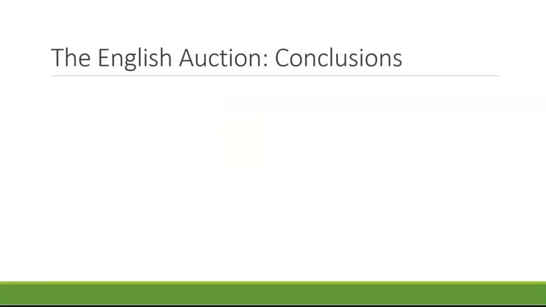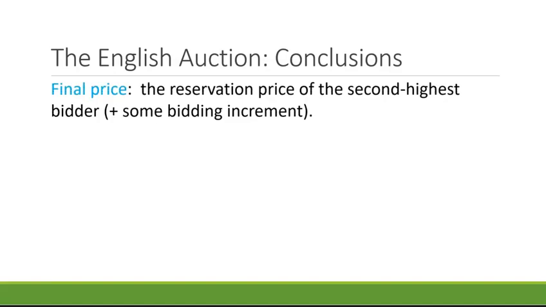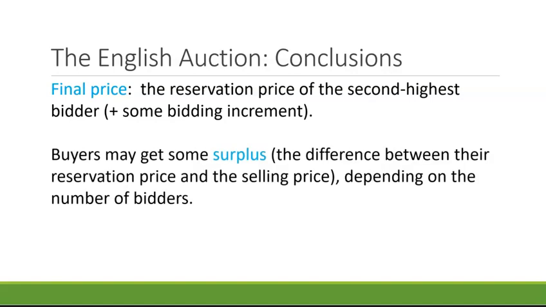Okay, our conclusions about the English auction. The final price, as we've seen, is really the reservation price of the second highest bidder, because that's how high that second highest bidder is willing to bid, plus some bidding increment. So the person who's going to win the auction is going to have to just outbid the person with the second highest valuation. And as we saw in that example, the buyer can get some surplus.